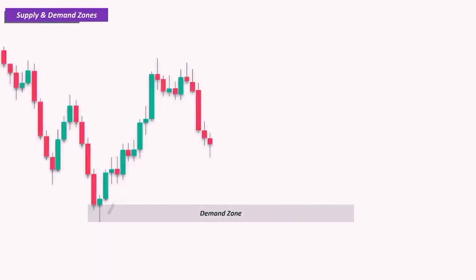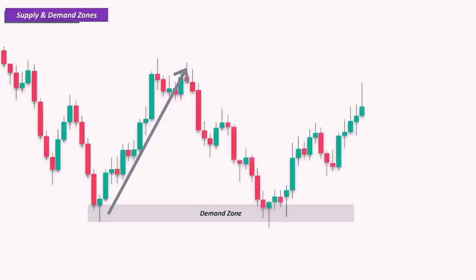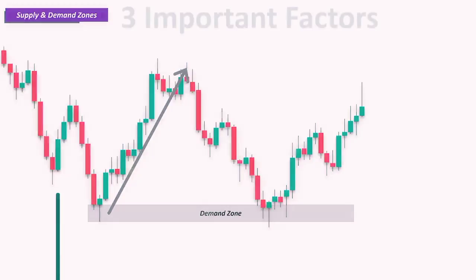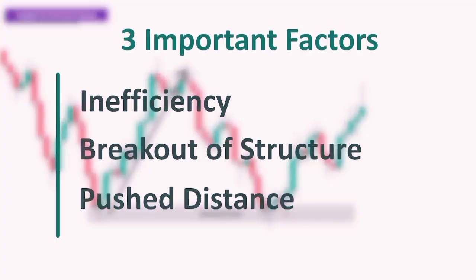Normally, we mark the starting point of a strong price move as a supply or demand zone. When the price returns to that area, we expect it to react because, for whatever reason, traders were very active there in the past. However, not every supply or demand zone is worth trading. To identify strong zones, we look for three important factors: inefficiency, break of structure, and the distance price moved away from the zone. These factors help us measure the strength of the zone and increase the probability of a successful trade.